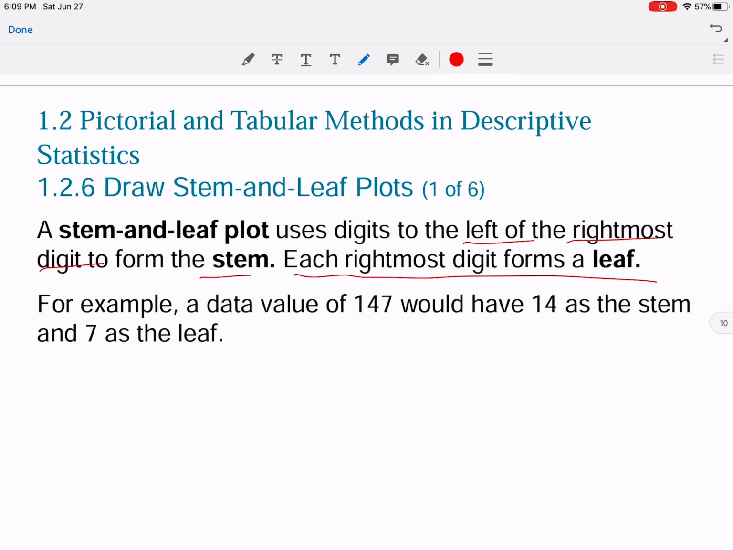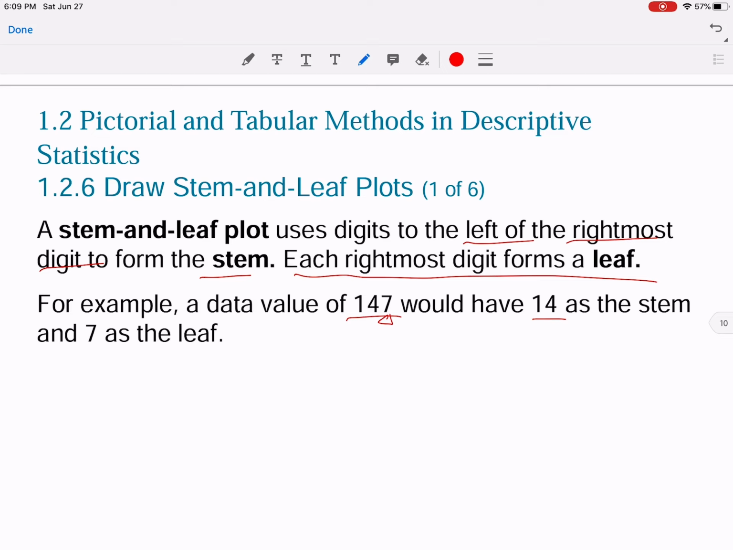Now let's take a look at an example here. We got the number 147. Based on the definition, each rightmost digit forms a leaf, which means 7 is gonna be the leaf, and the digits to the left of the rightmost digit would be the stem. So in this case, 14 would be the stem.